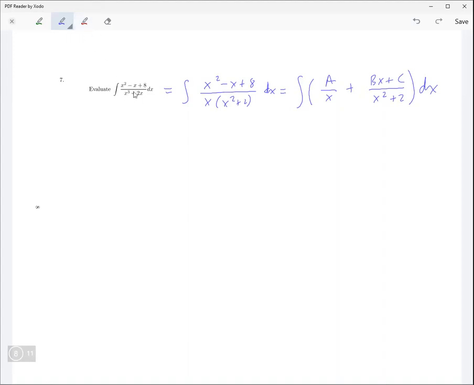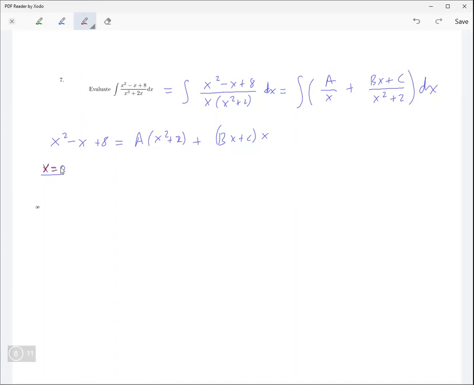So we'll multiply each of them by this x times x squared plus 2. That's going to give us x squared minus x plus 8 on the left. On the right-hand side, we'll have A times x squared plus 2 plus Bx plus C times x. So we get that. So we're going to find strategic values. If you set x equal to 0, that's the easiest.